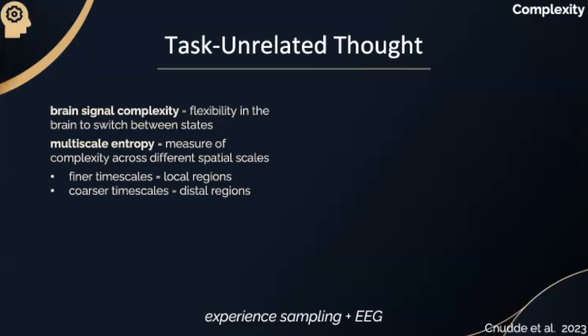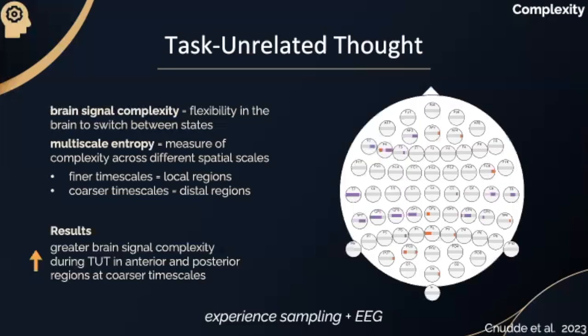And in combining experience sampling and this brain signal complexity measure of EEG, we found that brain signal complexity was increased at coarse timescales, as shown by these orange bars, mostly over anterior and posterior channels. And here the horizontal bar indicates the time scale. So on the left here, it ranges from finer time scale all the way to coarser time scale on the right, as indicated within each electrode site.